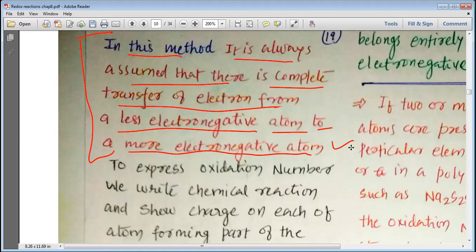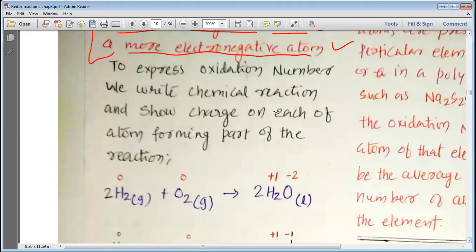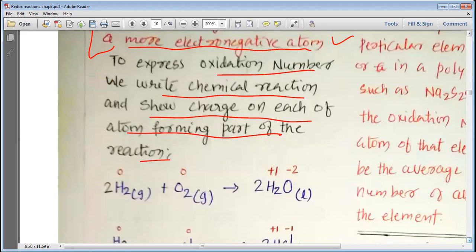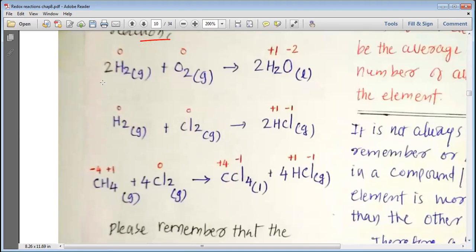So the more electronegative element takes electrons and turns out to be negatively charged, and the less electronegative element loses electrons and turns out to be positively charged. To express the oxidation number, we write the chemical reactions and show charges on each of the atoms forming part of the reactions. For example, if you look at the reaction 2H2 plus O2, that gives 2H2O.